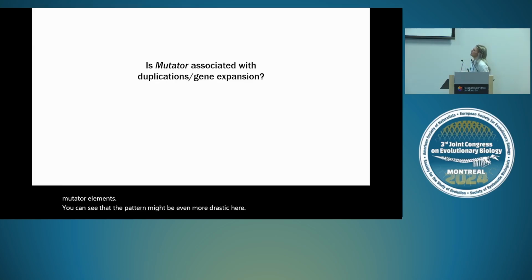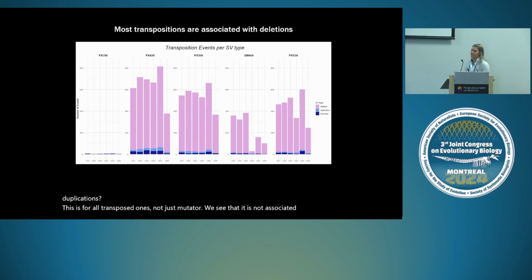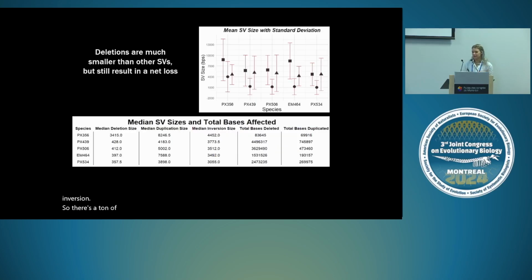And so now we ask, we know mutator is associated with genes, is it associated with duplications? This is for all transposons, not just mutator. We see that it is not associated with duplications, it's rather deletions. So pink is deletion, blue is duplication, dark blue is inversion. So there's a ton of deletions. How big are they? They're actually a lot smaller than the inversions and duplications. The circles are deletions, the squares and triangles are inversions and duplications.